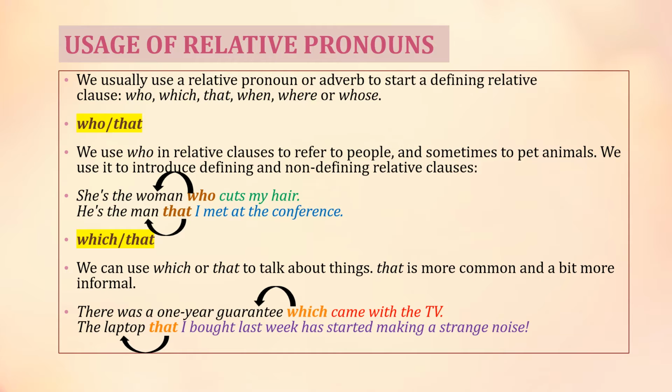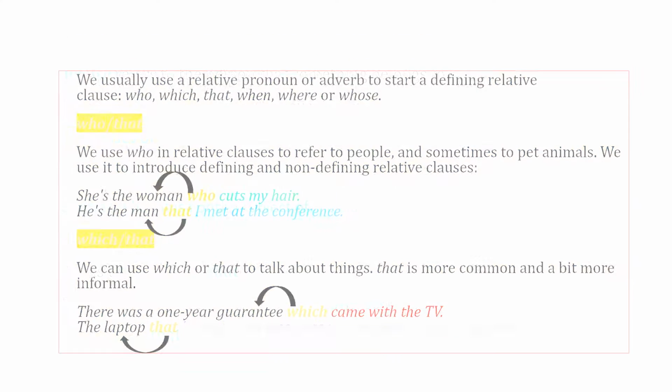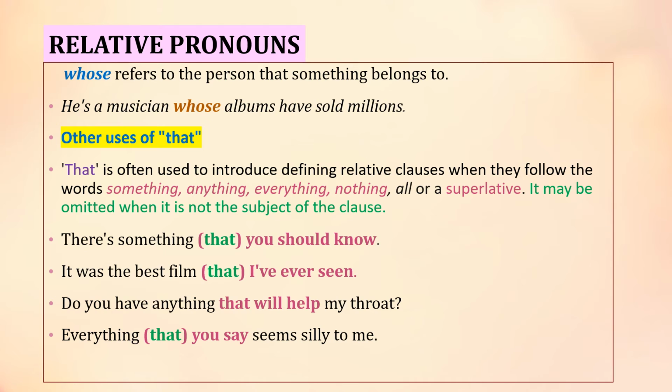The most common relative pronouns include that, which, who, whoever, whom, whose, whomever. Whose refers to the person that something belongs to. He is a musician whose albums have sold millions. So here whose is referring to the person who is a musician. That is also used after words like something, anything, everything, nothing, all, or a superlative. It can be omitted when it is not a subject.